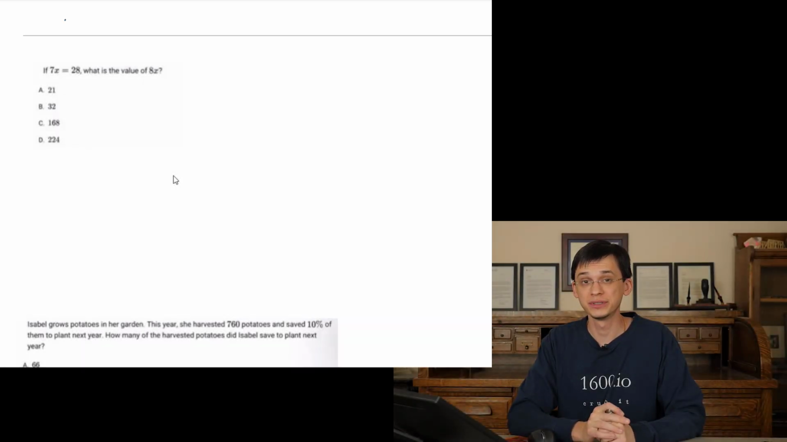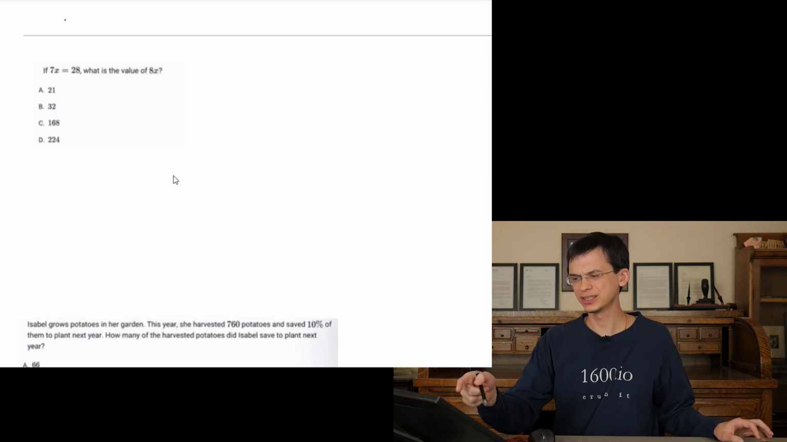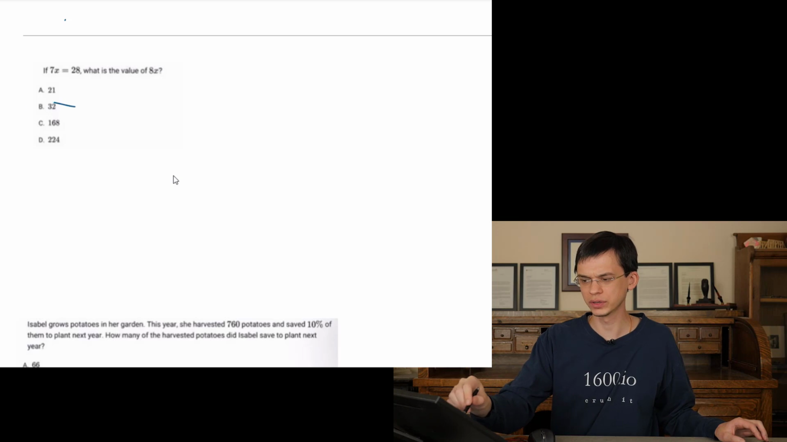Let's see how fast we can get through test 4, module 2 easy. 7x equals 28. What's the value of 8x? 7x equals 28, so x equals 4. 8 times 4 is 32.